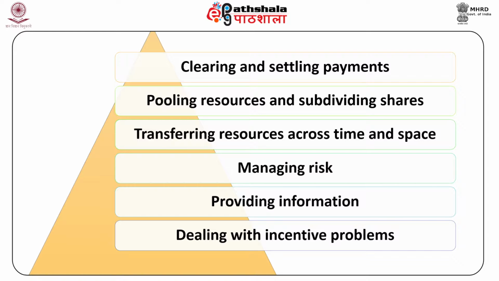Number 2, pooling resources and subdividing shares. Financial systems enable multiple investors to contribute to the projects that cannot be financed by one of them alone. Also, if a single investor could arrange money to fund a project, there may be certain incentives for diversification. Each investor contributes a small portion of the project's total cost and bears a small portion of its risk.